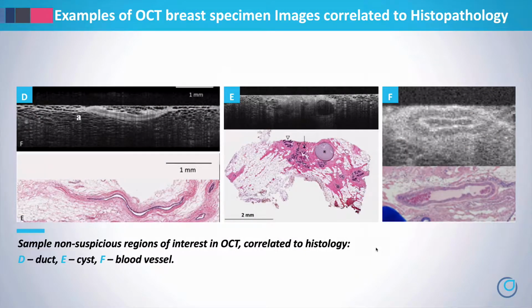Here are additional images of normal anatomy. This again is a longitudinal view of a duct, which we can make out very clearly in OCT data. This is a cyst, which, when you start reading OCT data, can be confused with ducts, but its uniformity and signal dropout in the middle are very characteristic of a cyst. Finally, here you can see multiple layers of blood vessel wall and the lumen, seen here on H&E as well.